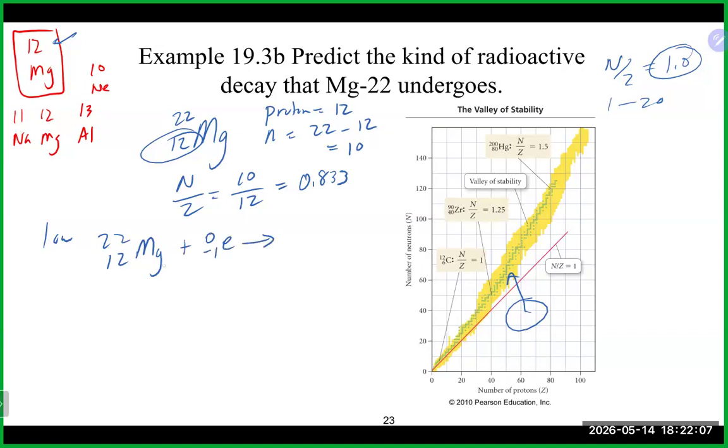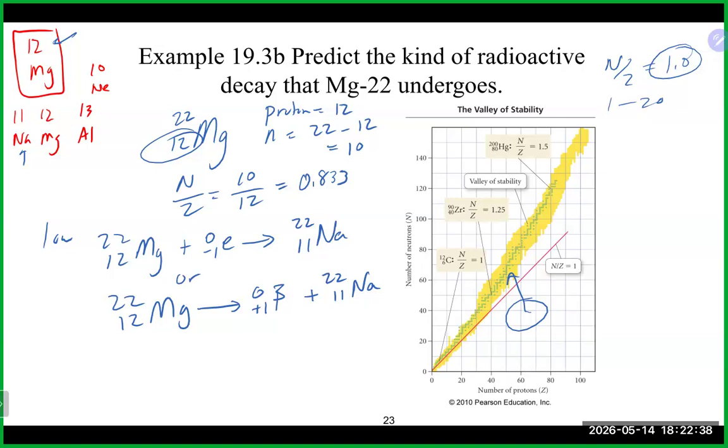When it does so, 12 minus 1 is 11. 11 on the periodic table is sodium. And up on top, 22 minus 0 is 22. Or it can do a positron emission, where 12 minus 1 is 11, and that again is sodium, and obviously on top is 22. So it can do either one of those. First off, any questions on that there?